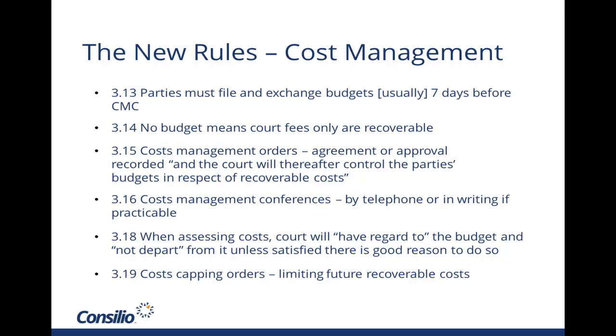And when at the end the court comes to decide what costs are payable by one party to another, they will have regard to the budget. They're not necessarily bound by it. They're not bound by it for this reason, that the budget components themselves may be satisfactory, but if the overall expenditure is disproportionate to the objectives of the case, then the court may well disallow things even if they've been budgeted for. And that's a serious reason for considering proportionality all the way through. There's provision also for cost capping orders.